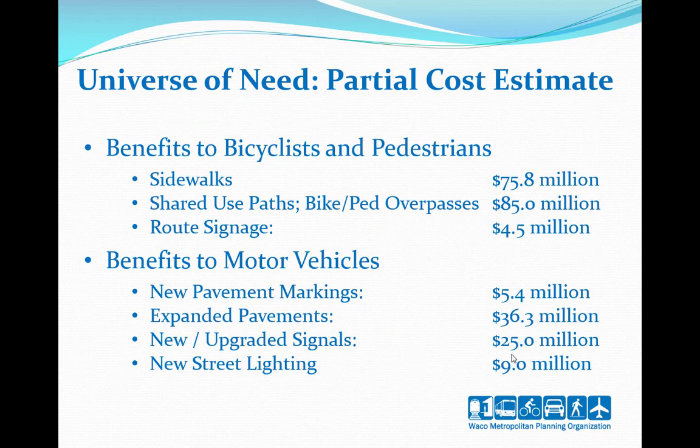So here's a partial cost estimate of the universe of need. It's not a full accounting of the universe of need, which is $370 million, but it provides the cost for some items of interest. For example, the first set of items are projects that primarily benefit pedestrians and bicyclists, such as new sidewalks, new shared use paths, bicycle pedestrian bridges or overpasses, and bike route signage. However, we also wanted to highlight a second set of projects which would benefit everyone that uses the roadway. So for example, new lane striping and pavement markings, new pavement in general, newer upgraded traffic signals, and new and improved street lighting.